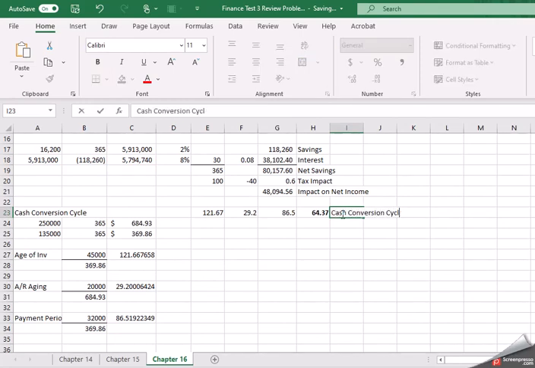So you have to be able to do the math to get to these average ages of inventory, our accounts receivable aging, and our payment period. But again, after working through all those ratios on your project, you should be comfortable with that. Okay, so then that is it for test 3.